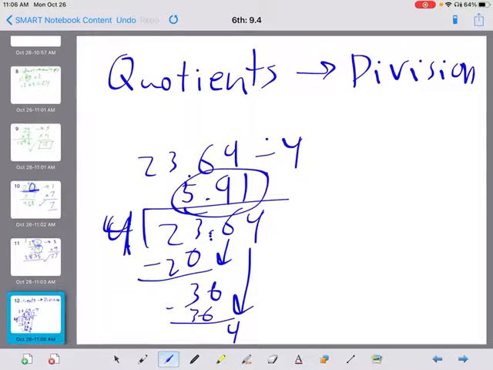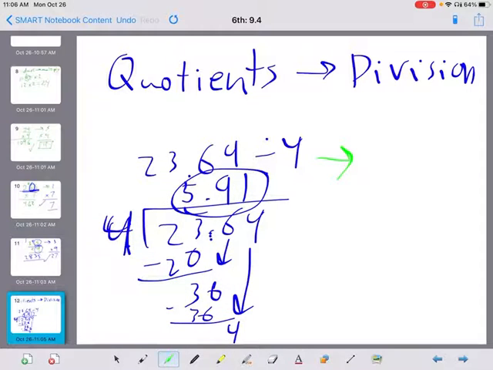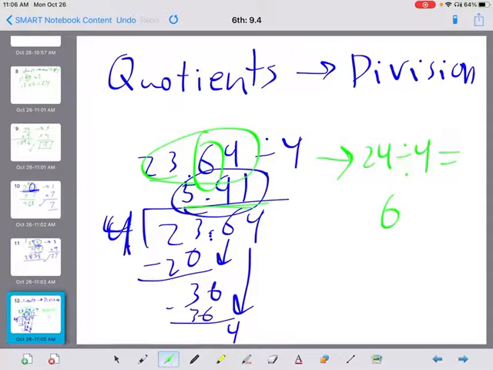But if I look at estimating these, 23.64, I round here, that becomes 24. 24 divided by 4. Wow, I should have done that right away. That's way easier. 24 divided by 4 is, say it with me, 6. Is that close to 5.91? You bet it is. Very, very close.